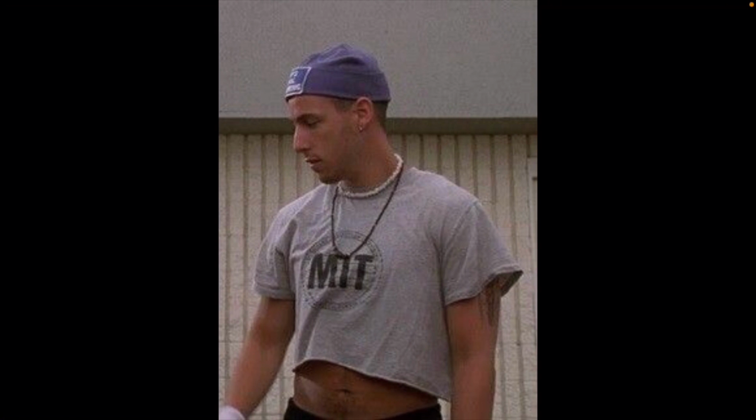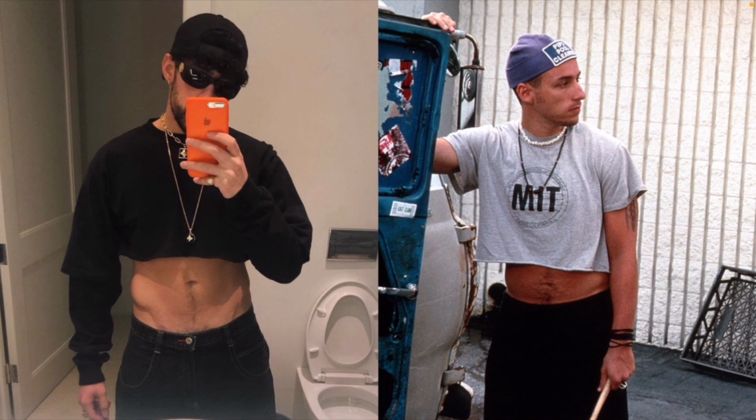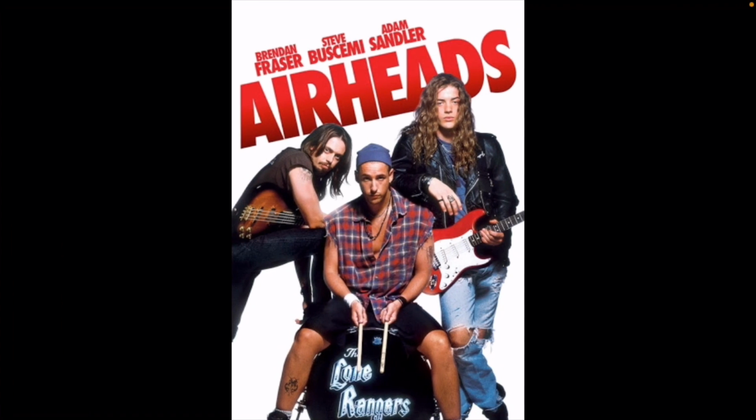So that's a big reference to his other character. And as you guys can see right here, they look so much alike. And right here, they look very similar as well. So a big connection with this is the fact that Adam Sandler has a movie where he's in a rock band. So he was a musician in a movie, and Bad Bunny is a musician.